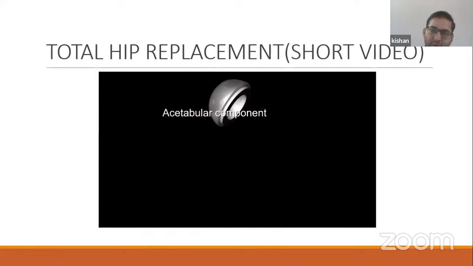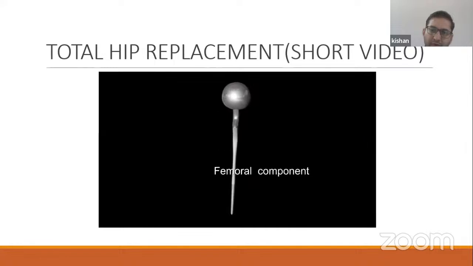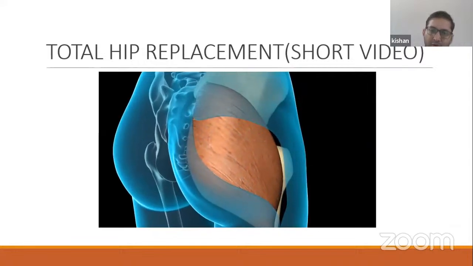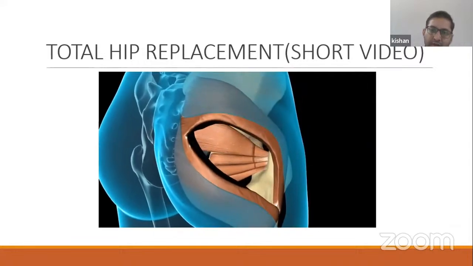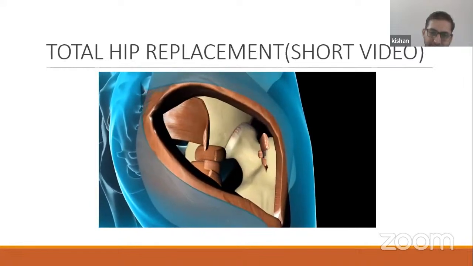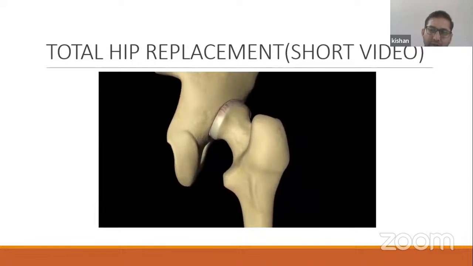This is the acetabular component with acetabular cell and liner, and the second is the femoral component with femoral stem and femoral head. In surgery, we go through the posterior or anterior approach. We usually go through the posterior approach. So we cut the tensor fascia lata and cut the external rotators surrounding the femoral head, and we dislocate the hip joint first.